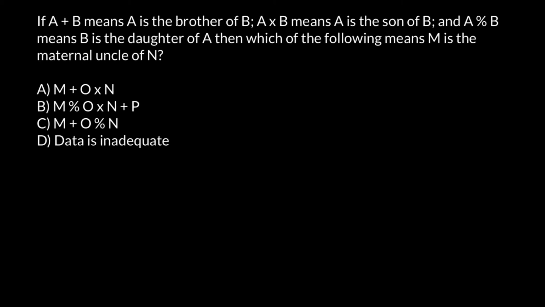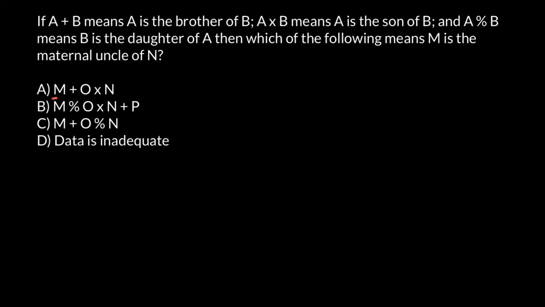The problem is: if a plus b means a is a brother of b, a times b means a is a son of b, and a% b means b is a daughter of a, then which of the following means M is a maternal uncle of N? So let's analyze every answer.